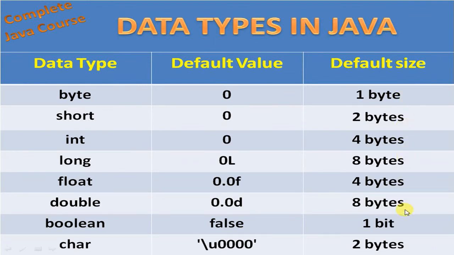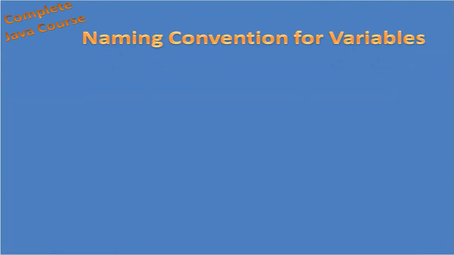And this is the default size of the data types. Byte is 1 byte, 2 bytes is short, 4 bytes for int, 8 bytes for long, 4 bytes for float, 8 bytes for double, 1 byte for boolean, and 2 bytes for char.